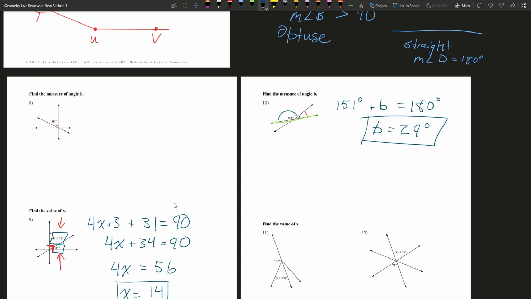Number 8, find the measure of angle B. This is just like number 9, except there are no x's involved. So 64 plus B should equal 90. We know this because of this indicator right here, which tells us that the entire angle is 90 degrees. So we just subtract 64 from both sides, and we get 26.